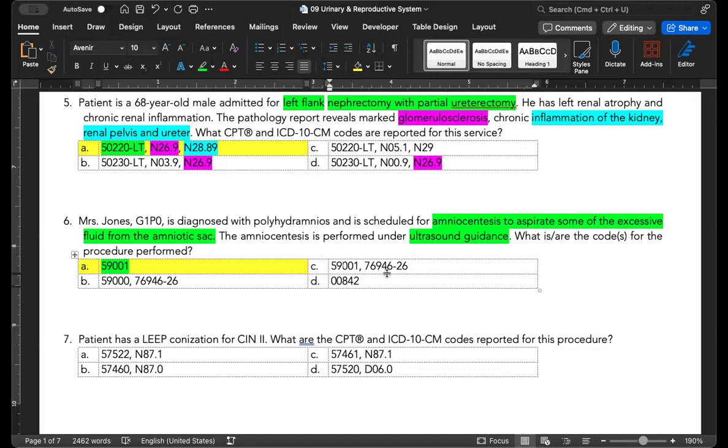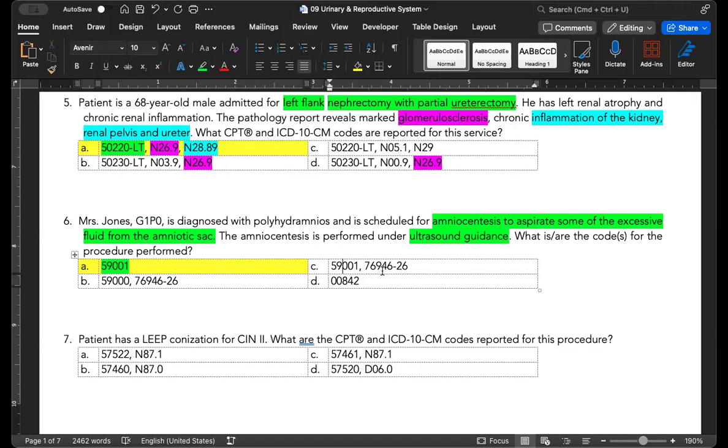Make sure that you're not just going, oh yeah, they need ultrasound guidance, there's a 70,000 code, I need to pin that. Make sure you're reading those code descriptions fully, because if it says included, then you don't need it.